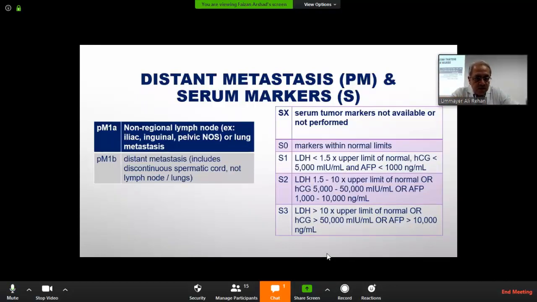So you see, if you go from top to bottom, I just read it through. SX means that serum tumor markers are not available, not performed. We all know that. S0 means that all three markers were normal. S1 means that the LDH is less than 1.5 times the upper limit of normal. HCG, the second marker, should be less than 5,000 milli-international units per ml, and AFP is less than 1,000. So all three are taken into consideration.